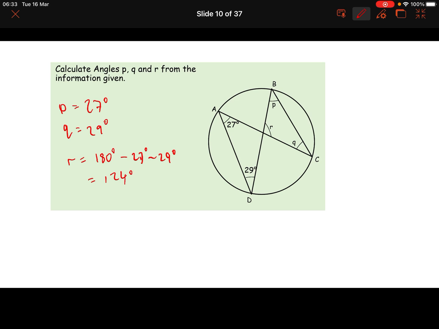So what's that? 124 degrees for R. Don't forget, you need to be able to give the reasons. Angle P is 27 degrees because angles from the same chord are equal. Q is 29 degrees because angles from the same chord are equal. R is equal to 124 degrees because 180 degrees is the interior sum of angles in a triangle. Okay, make sure you give the reasons.